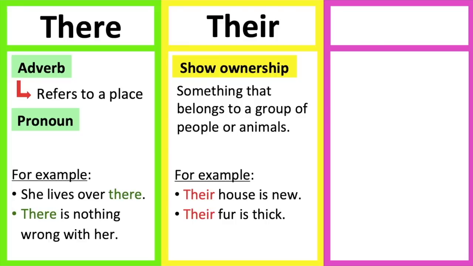However, the word theirs, with an S at the end, is commonly used. This is a third person possessive pronoun, and it usually comes at the end. For example, the red car is theirs.